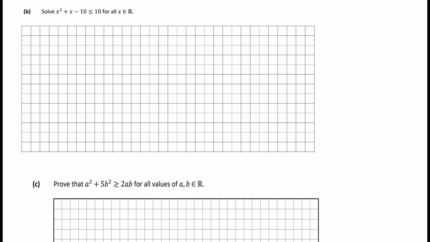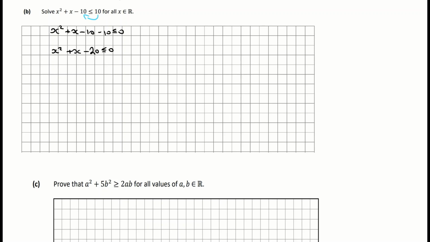Question 1b, solve x squared plus x minus 10 less than or equal to 10. So we're on to our inequalities now. The only part there I think that might catch us out is the less than or equal to 10 on the right. So first thing I would do is move over that 10, or subtract 10 from both sides basically. So that would leave me with x squared plus x minus 20 less than or equal to 0.